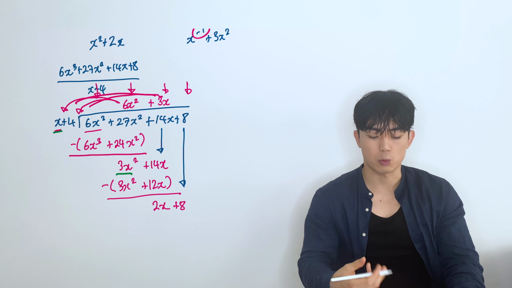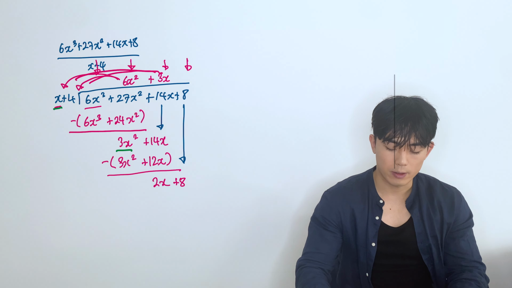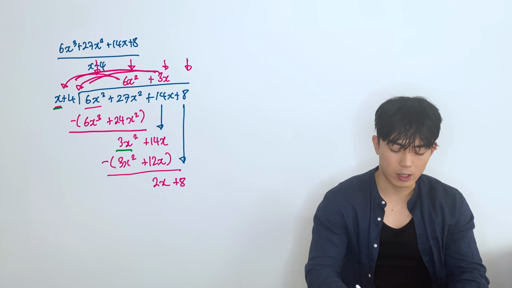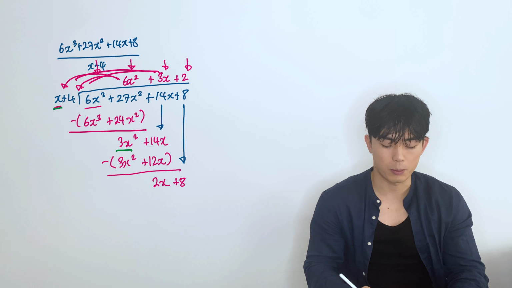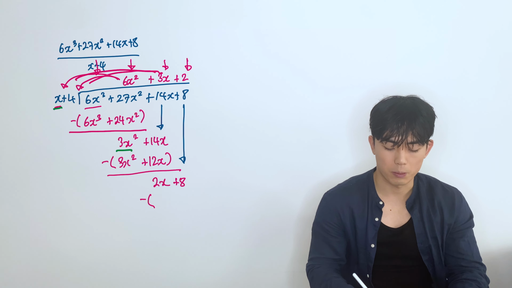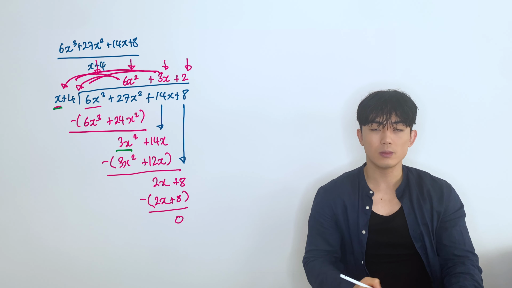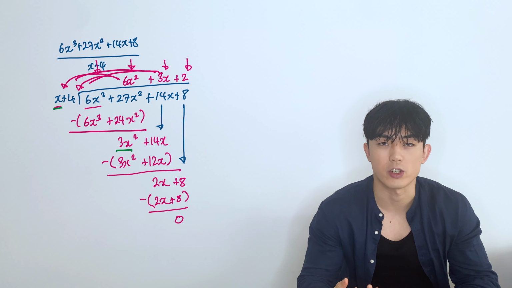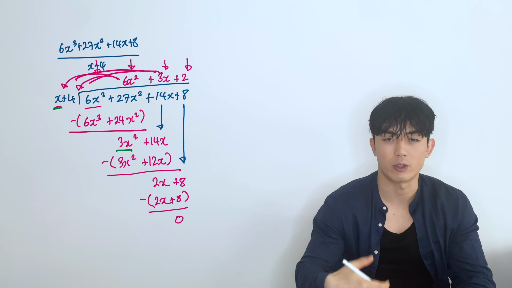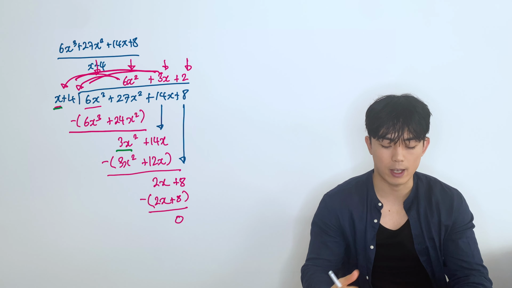Let me repeat the process one final time. We have 2x divided by x is plus 2, so I write that in the number column on the top, minus open bracket, multiply 2 to each term, so you get 2x plus 8, then close bracket and subtract, and you'll be left with 0. So this is the process of algebraic division. It's just a series of steps which you keep repeating until you get to the end.